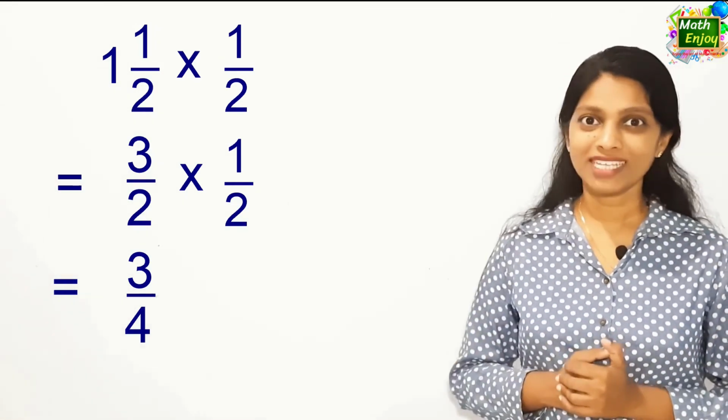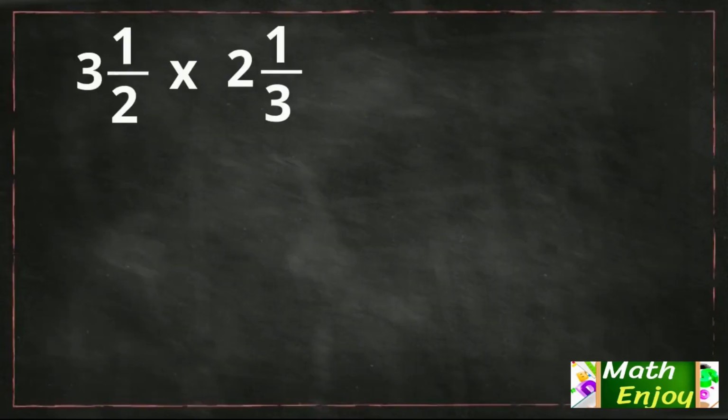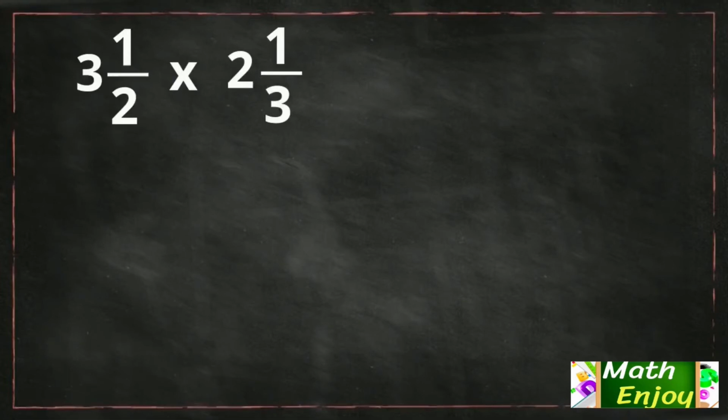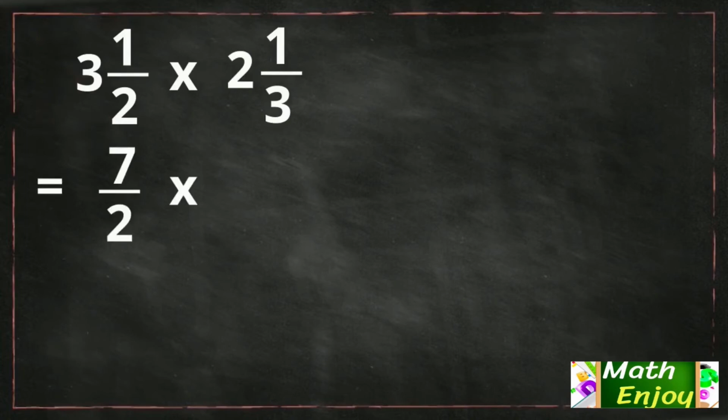Shall we see some more examples? 3 and a half multiplied by 2 and 1/3. Our first step is converting the mixed numbers into improper fractions. So I will convert the first mixed number into an improper fraction. First multiply the denominator by the whole number. 2 times 3 is 6. Then add the numerator. 6 add 1 is 7. Numerator of the improper fraction is 7. The denominator should be the same denominator which is in the mixed number. So denominator is 2. 7 over 2.